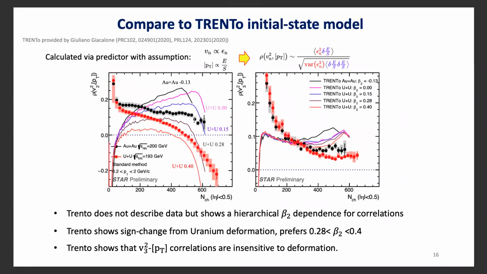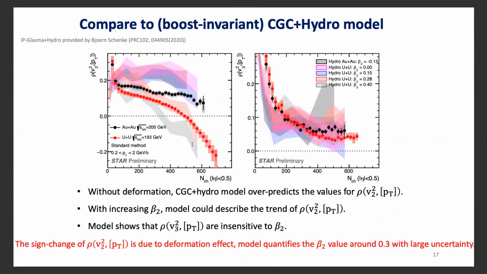And we compare these calculations provided by Giacalone, and they use a Trento model, which assumes v2 is proportional to epsilon2 and pT is proportional to energy over entropy, and they calculate different inputs, and you can see the hierarchical trend is captured in the Trento model. The value is around 0.28 here. And we also compare the hydro calculations here, and the hierarchical trend is still captured by the hydro calculations, and the values can also be constrained around 0.3 for uranium collisions.